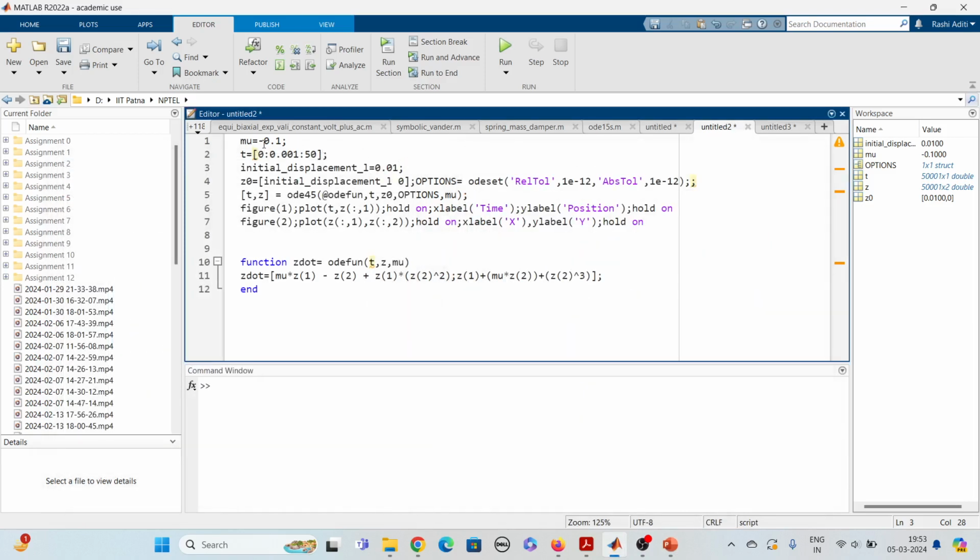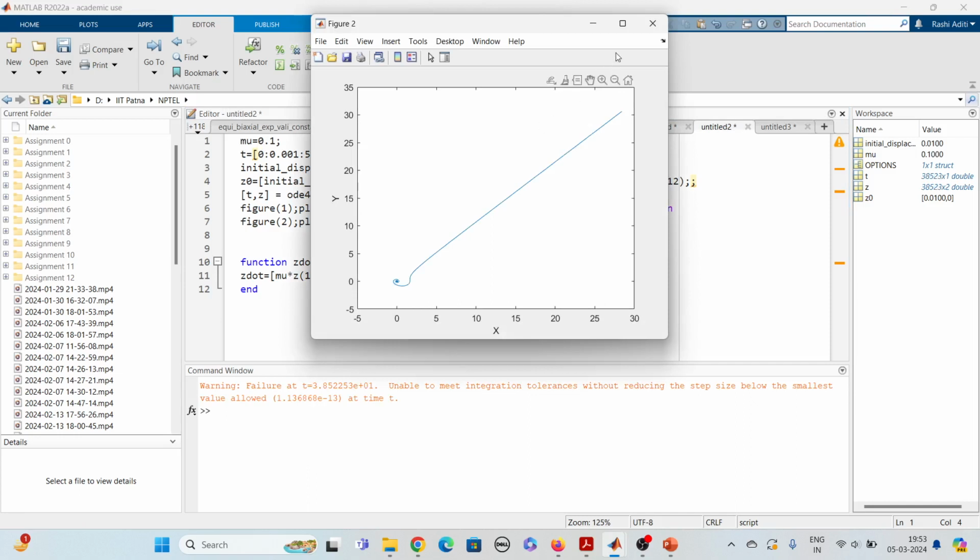So this was one thing, and now I want to see what the system behavior is going to be for mu greater than 0. So let us just take it 0.1. Okay, you can see what MATLAB is showing. It is showing that failure of the system is happening.